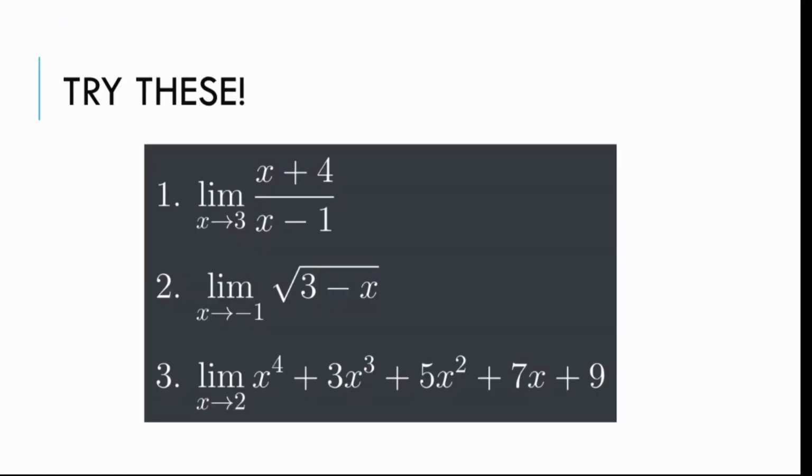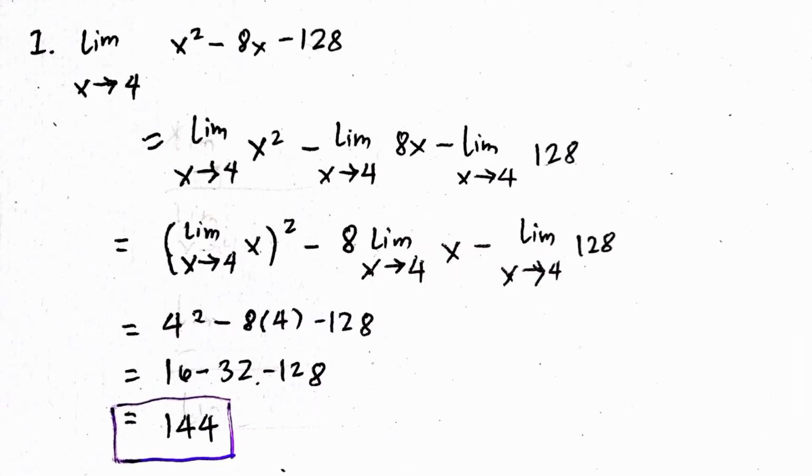So the next part of the examples is to find the limit of the given functions, but this time let's use the limit theorems. Number 1, the limit of x squared minus 8x minus 128 as x approaches 4. So let's distribute the limit notation. The limit of x squared as x approaches 4 minus the limit of 8x as x approaches 4 minus the limit of 128 as x approaches 4.